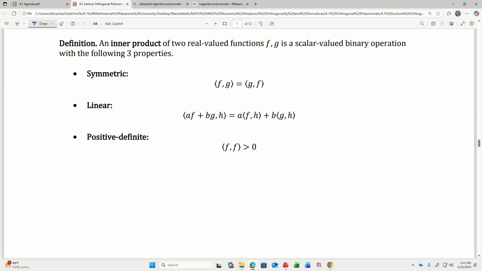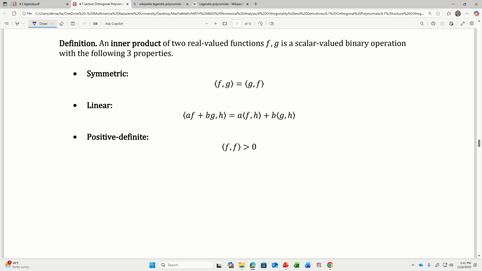An inner product has to be linear, and linear means that it has additivity and homogeneity. Those are fancy words that mean if I'm adding af plus bg, then that should be equal to the inner product of af and h plus the inner product of bg and h. And homogeneity means if I've got a constant a times f, I should be able to pull that constant out of the inner product, and likewise for a constant b times g. Together, those two properties are known as linearity.